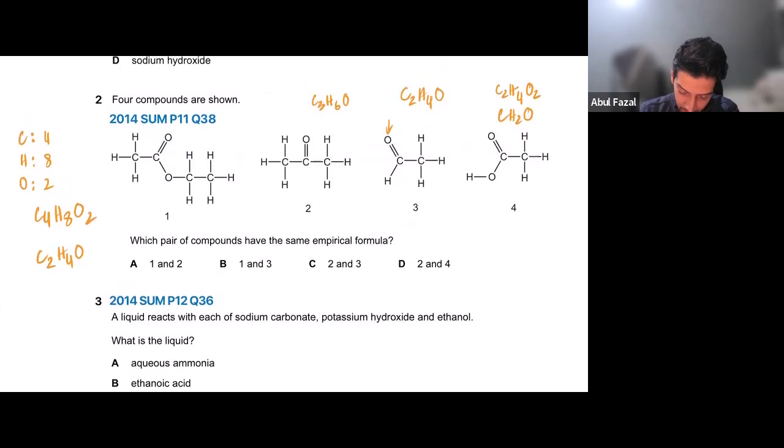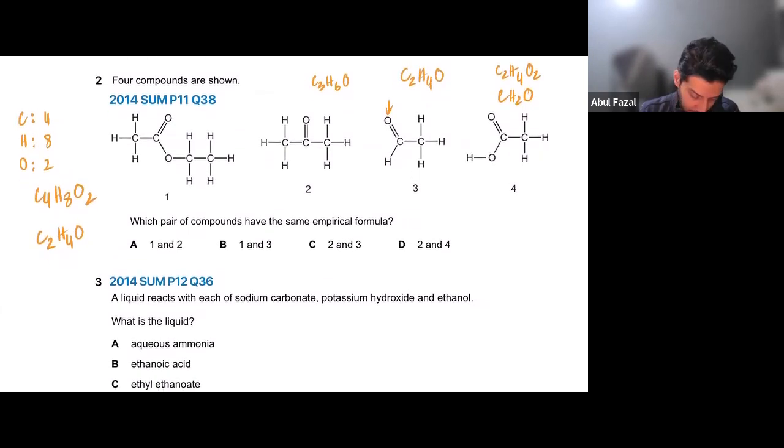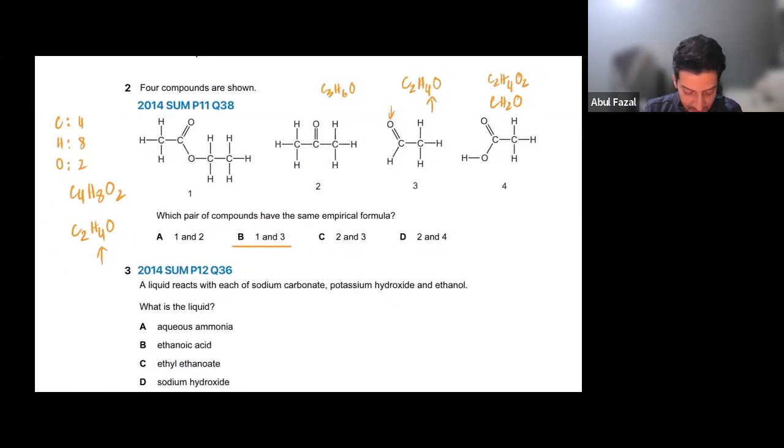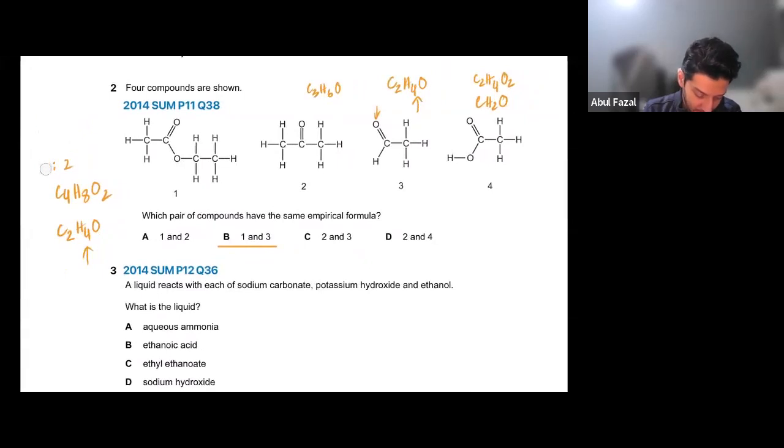Same empirical formula. I think this is this one and this one, right? 1 and 3. Pretty easy. All right, let's try naming each of these esters for practice, because the question itself is horrible. Pretty easy, just a waste of time.